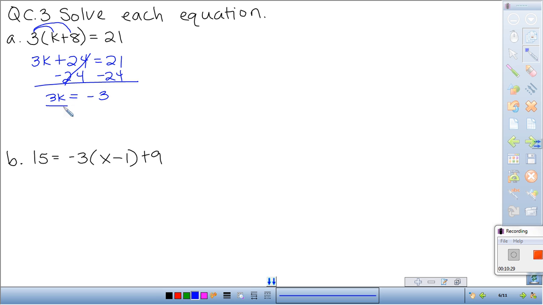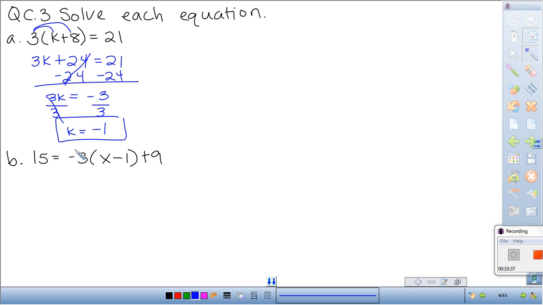Divide both sides by 3. And k equals negative 3 divided by 3, which is negative 1. Again, you can substitute to see that it's correct. Negative 1 plus 8 is 7, times 3 is 21, which is what the right side is. So let's look at B.